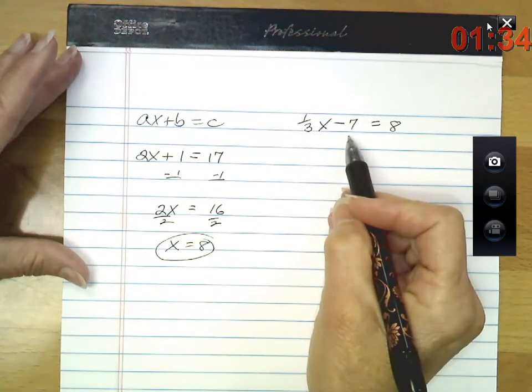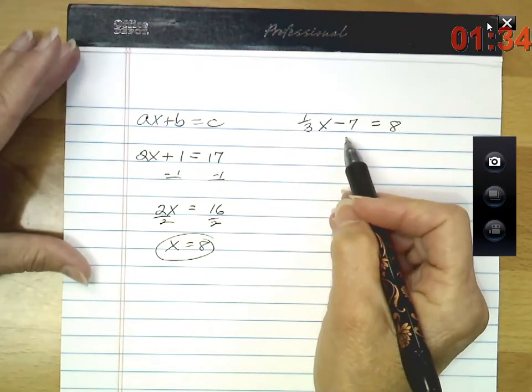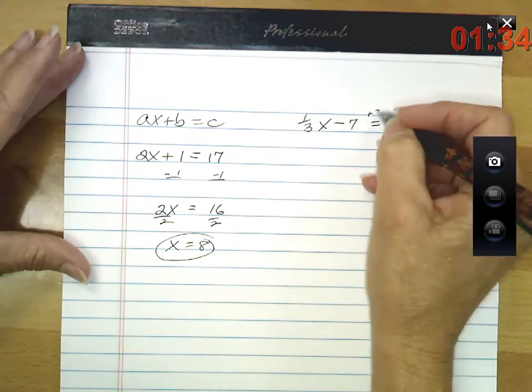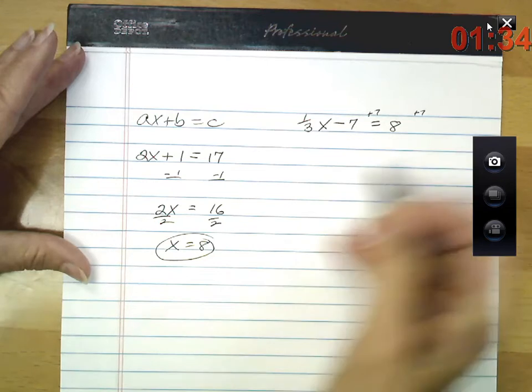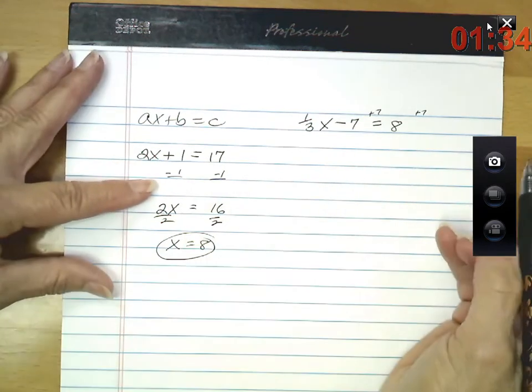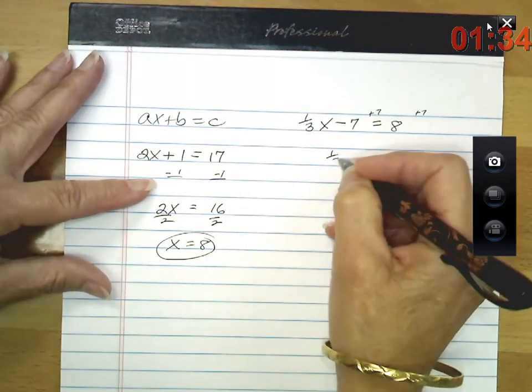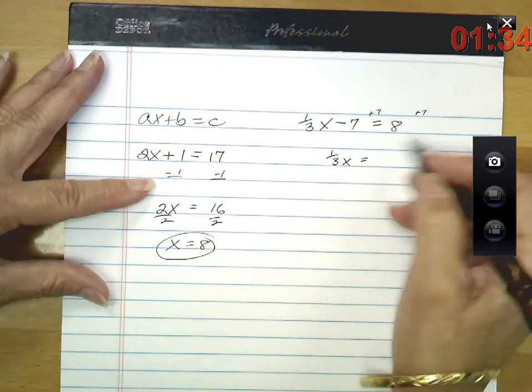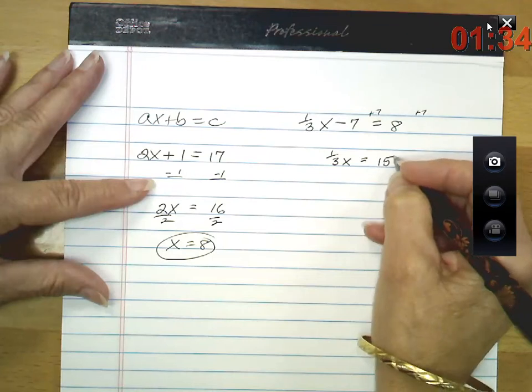move the 7. Okay, raise your hand if you know how to move the 7 or get rid of the 7. Okay, so we add 7. Some people add it up here, some do it down underneath. I don't care how. All right, but anyway, a -7 plus 7 is 0, so it's gone. And then 8 and 7 is 15.